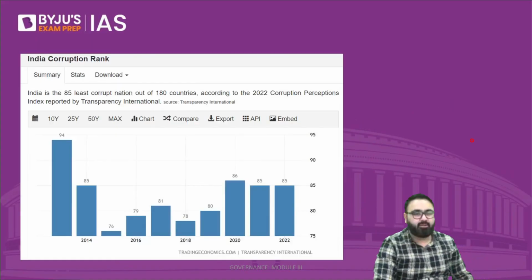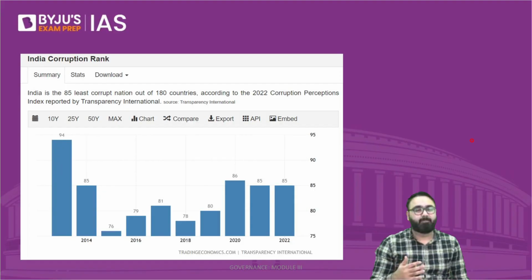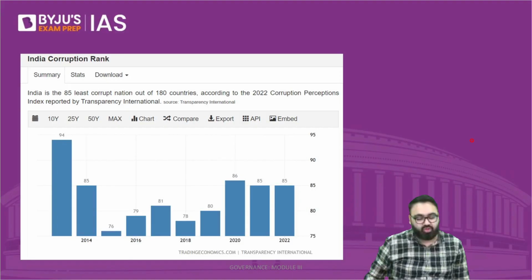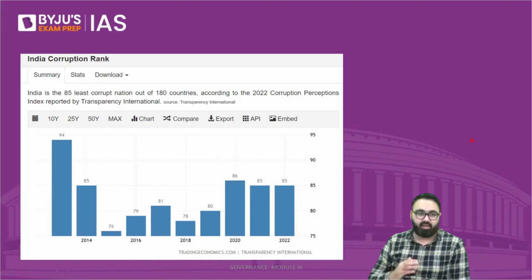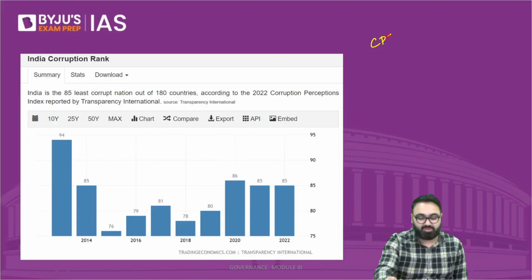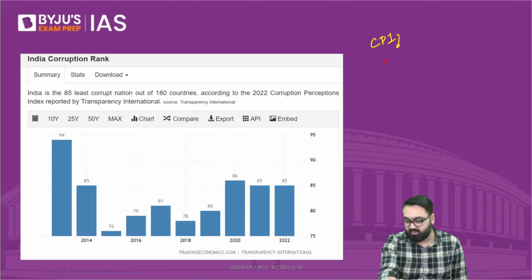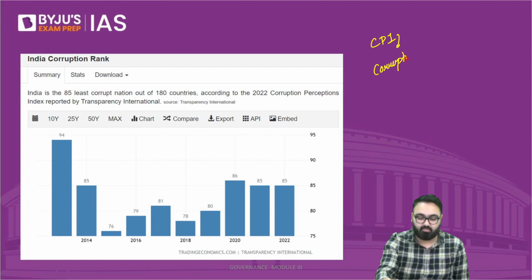Before we go ahead and start our discussion about the Prevention of Corruption Act in India, I also wanted to give you an example of the worldwide view on corruption. The worldwide view as in, internationally, there is a report that is published every year, which is called Corruption Perception Index, CPI. Again, CPI is Corruption Perception Index.